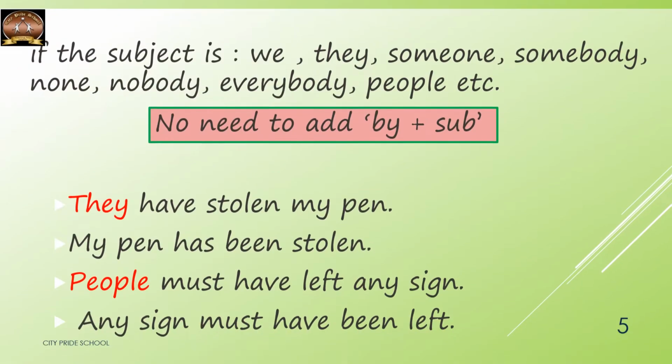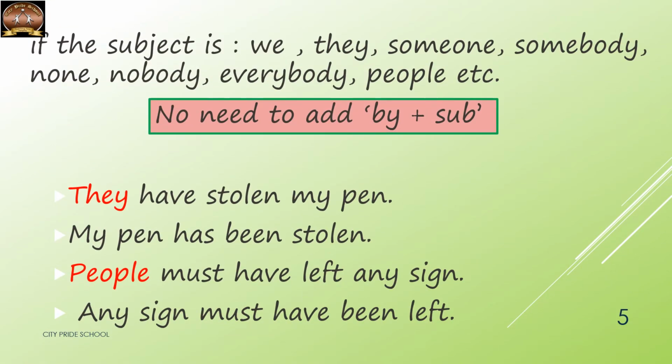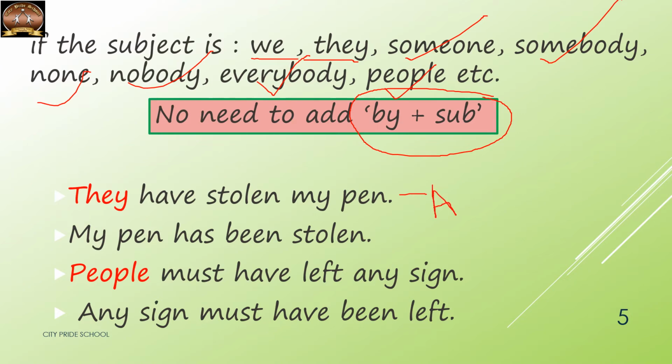So children, here is the rule which I was talking to you about: if the subject in the active voice is we, they, someone, somebody, none, nobody, everybody, or people, then we do not add by plus the subject in the passive voice. Now, again, let's understand with the help of an example. The first sentence is they have stolen my pen. So here the subject is they. So this rule applies, right?